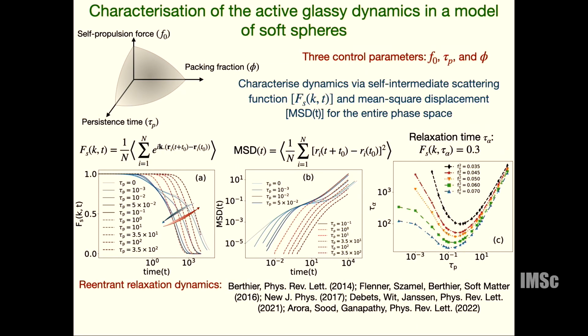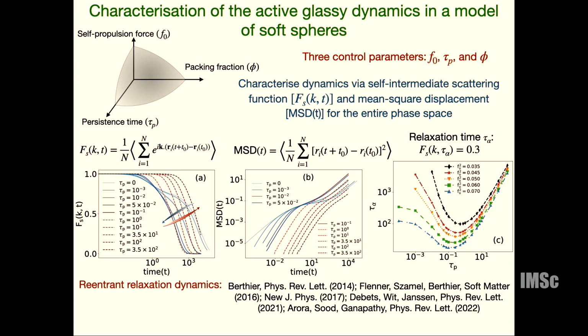So the control parameters in our system are F naught, tau p and phi: the cell propulsion force, persistence time and the packing fraction phi. We first characterize the dynamics via the self-intermediate scattering function Fs(k,t) and also the mean square displacement for the entire phase space. So the mean square displacement defined here has this type of form. When we increase tau p for a particular packing fraction and self propulsion force, increasing tau p basically moves them from left to right.